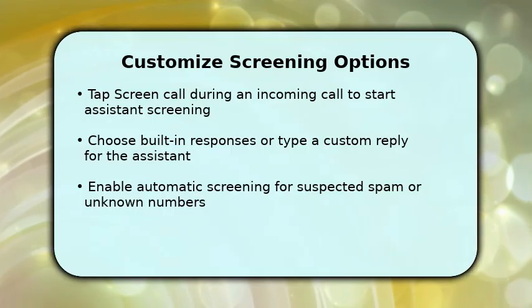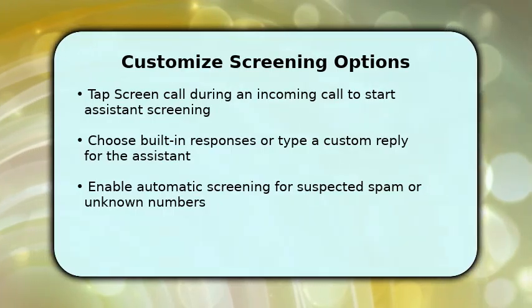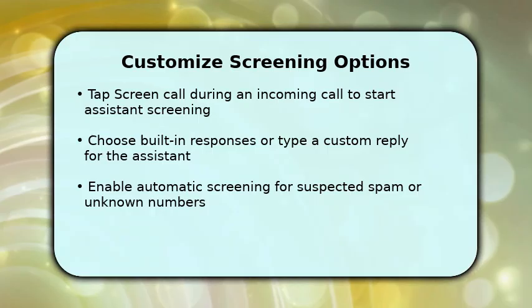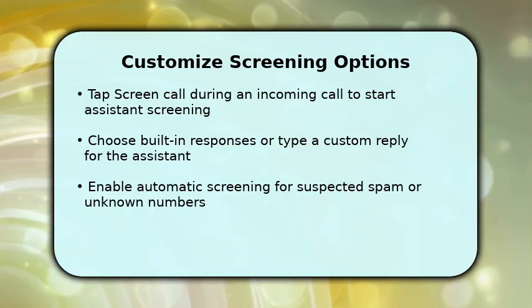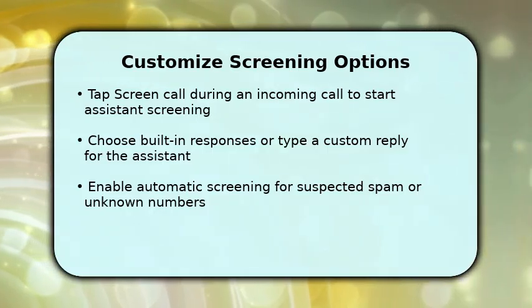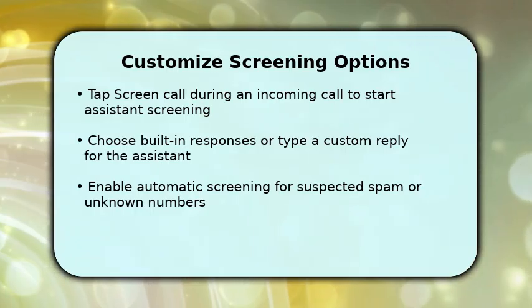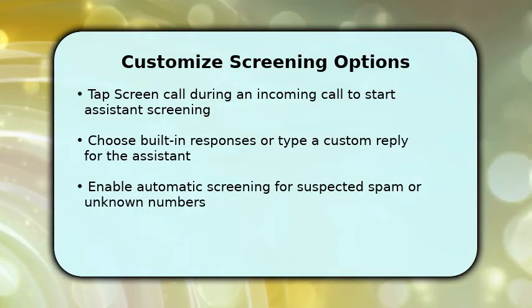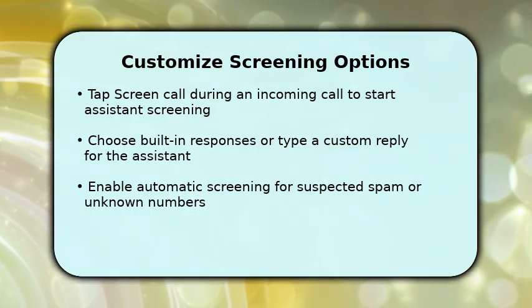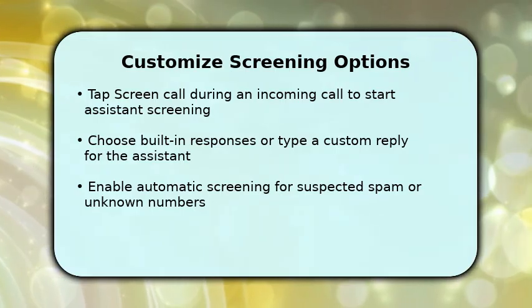Once screening is available, you control how the assistant handles calls. When a call arrives, tap Screen Call and pick a pre-written response or create a custom message so the caller hears context without reaching you. Make sure automatic screening is enabled for unknown or suspected spam numbers to reduce interruptions.